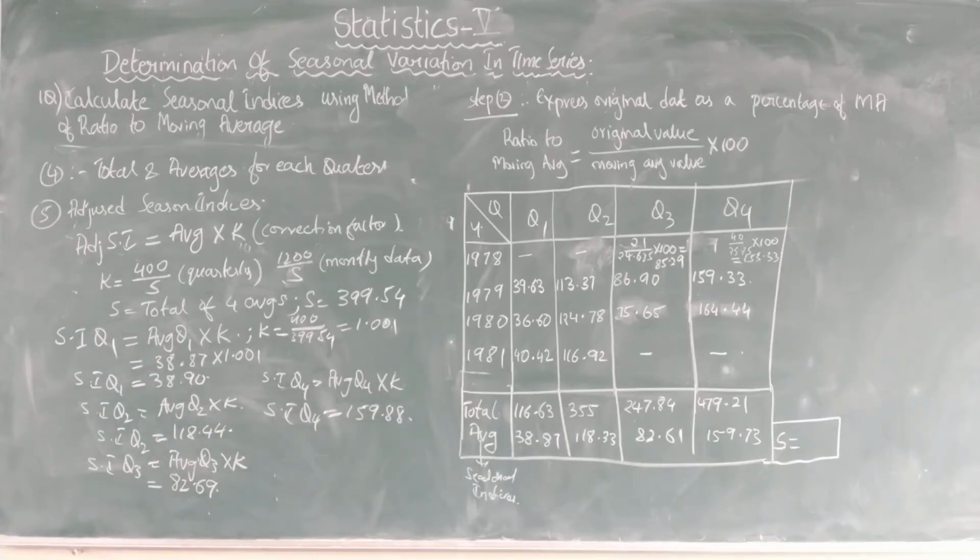So this is the procedure for finding the seasonal indices using the ratio to moving average method. In the next class, we will again discuss the method clearly. Today we have seen the problem, so make sure you understand the problem first. We will discuss the method.